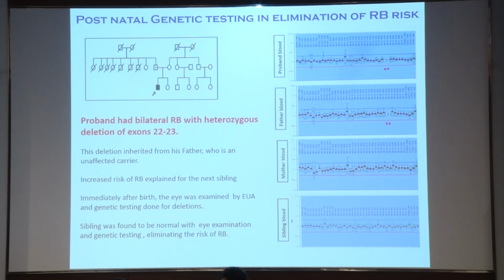So here the history goes thus. The proband had a bilateral RB, and this particular deletion, you don't have to go into that aspect, was inherited from his father, who again is an unaffected carrier. We explained the risk of RB in the next sibling. Immediately after the birth, the child was brought in, and fortunately in this case the next sibling was found to be normal.